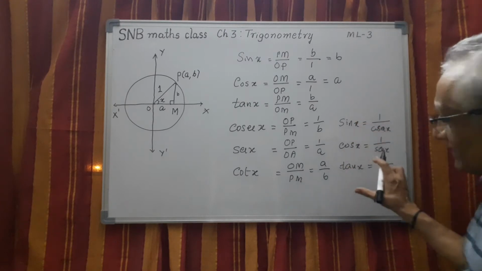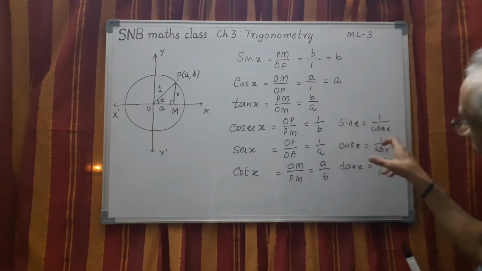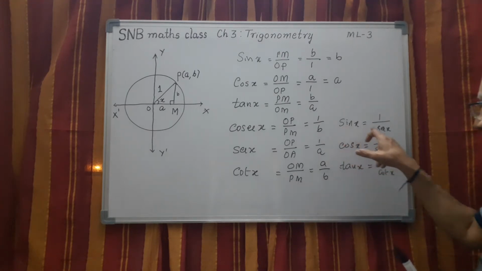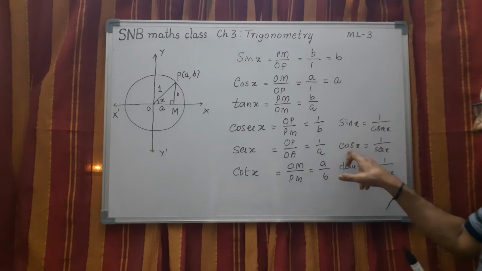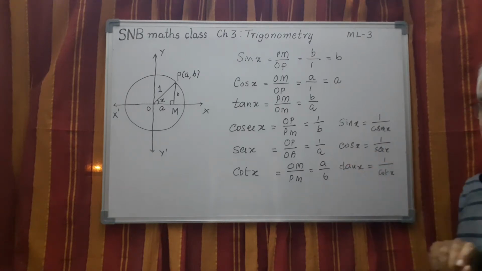So these are the relationship between direct ratio and their reciprocal ratio, or even see there are many other ways of presenting the same thing. Sin x into cosecant x is 1, cos x into secant x is 1, tan x into cot x is 1. This is one thing.